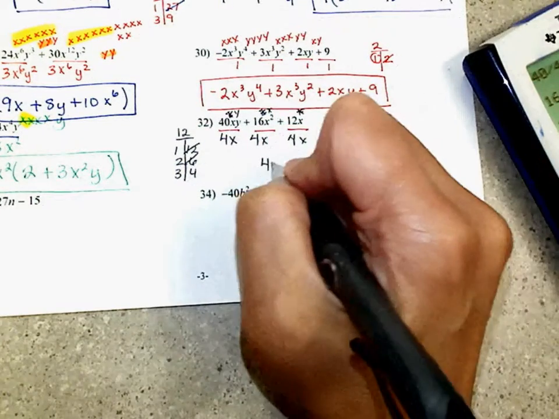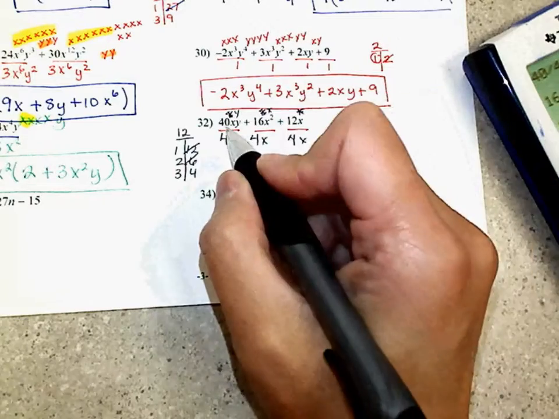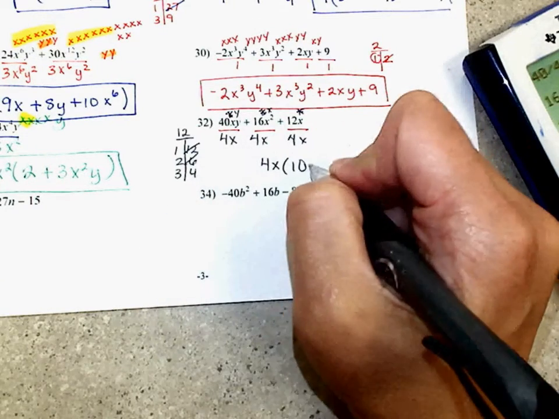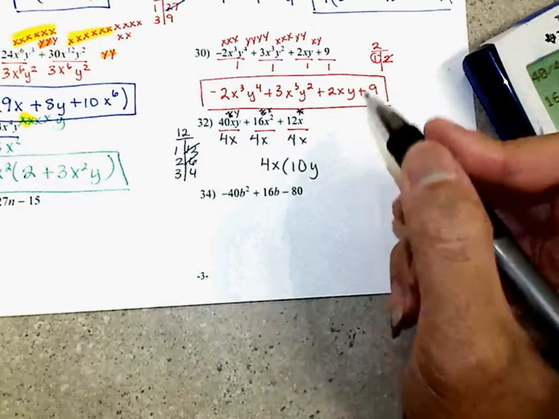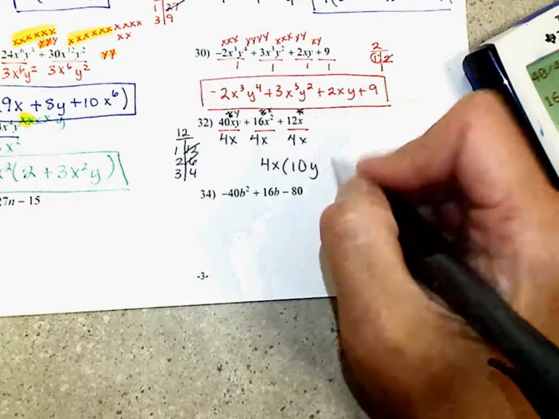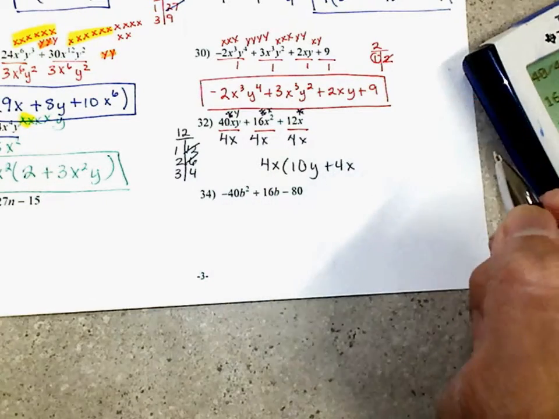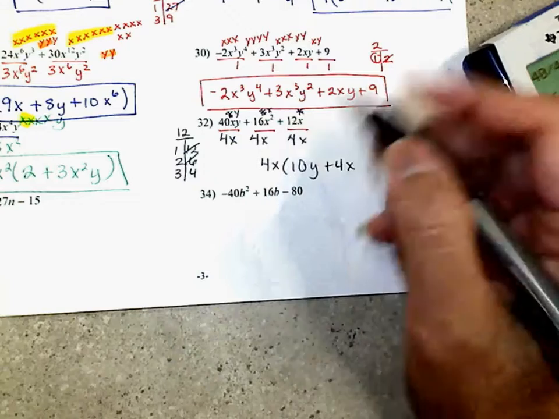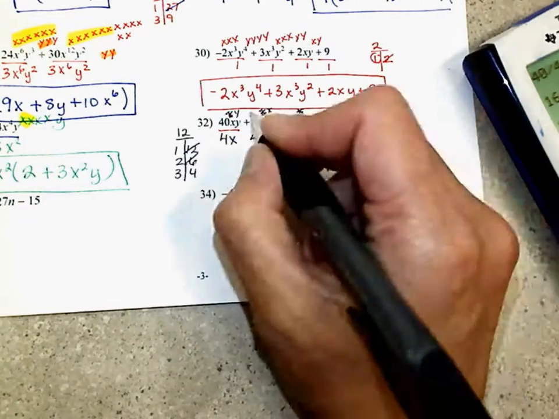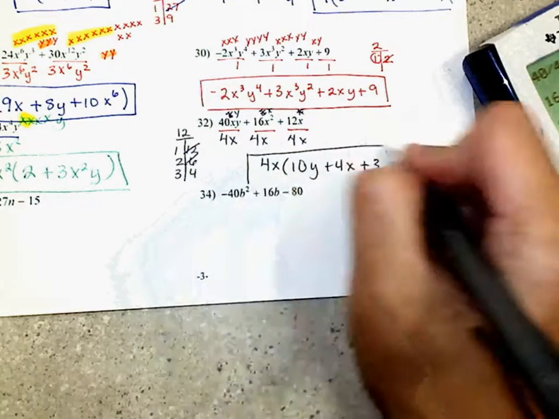40 divided by 4 is 10, with 1 y left over. 16 divided by 4 is positive 4, with 1 x left over. 12 divided by 4 is 3, no x left over. So there's your final solution.